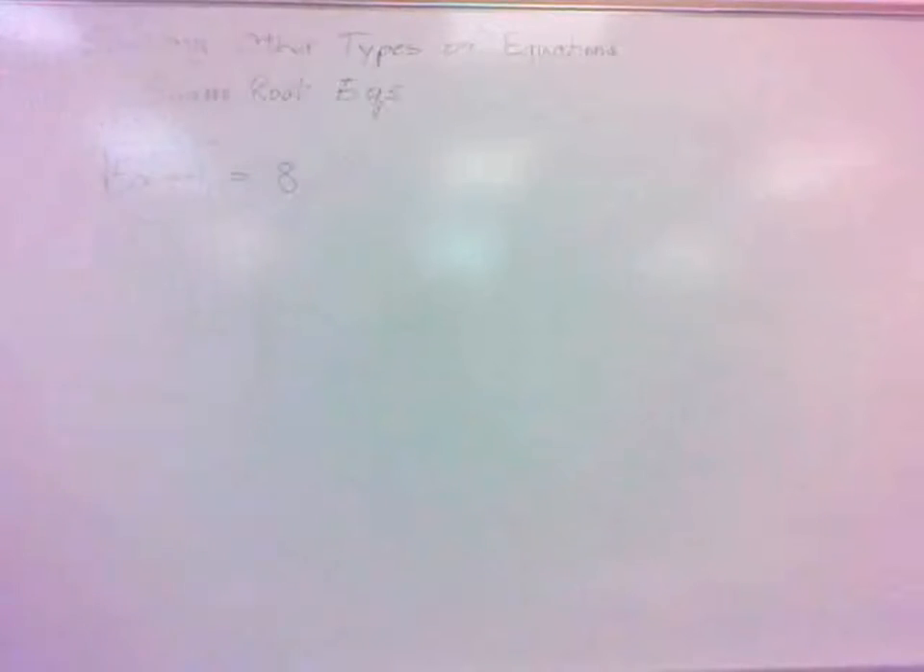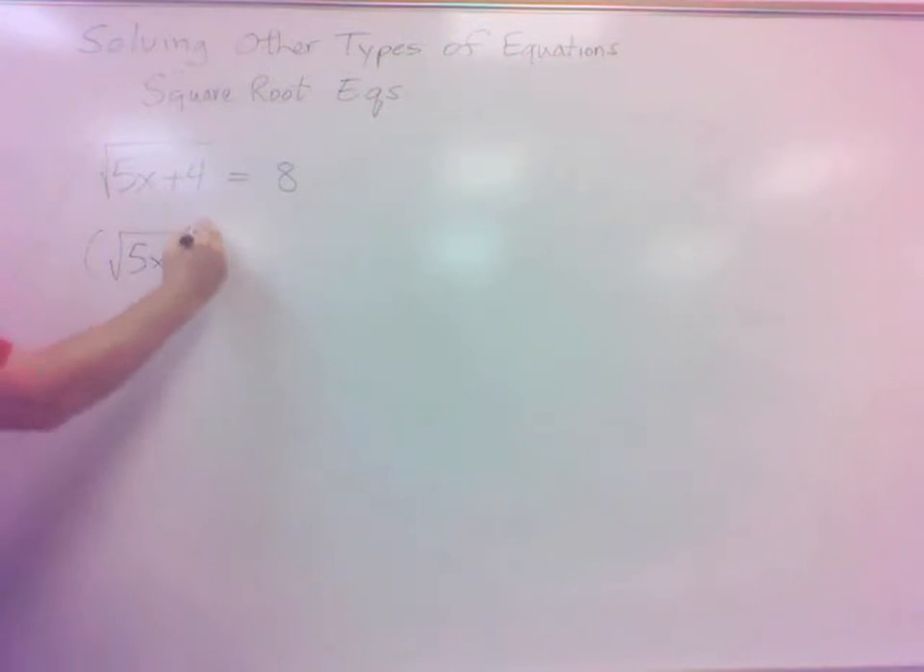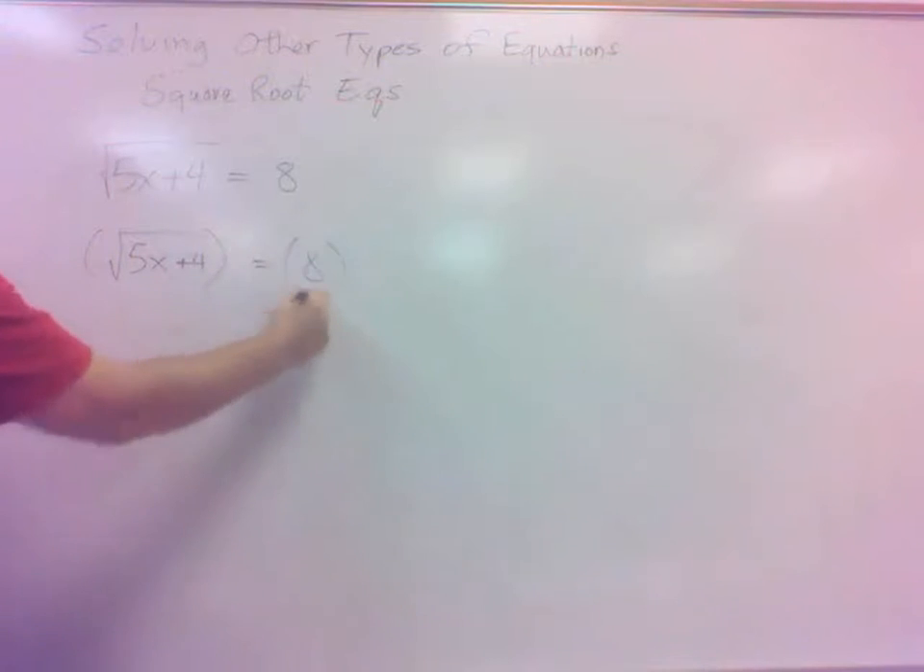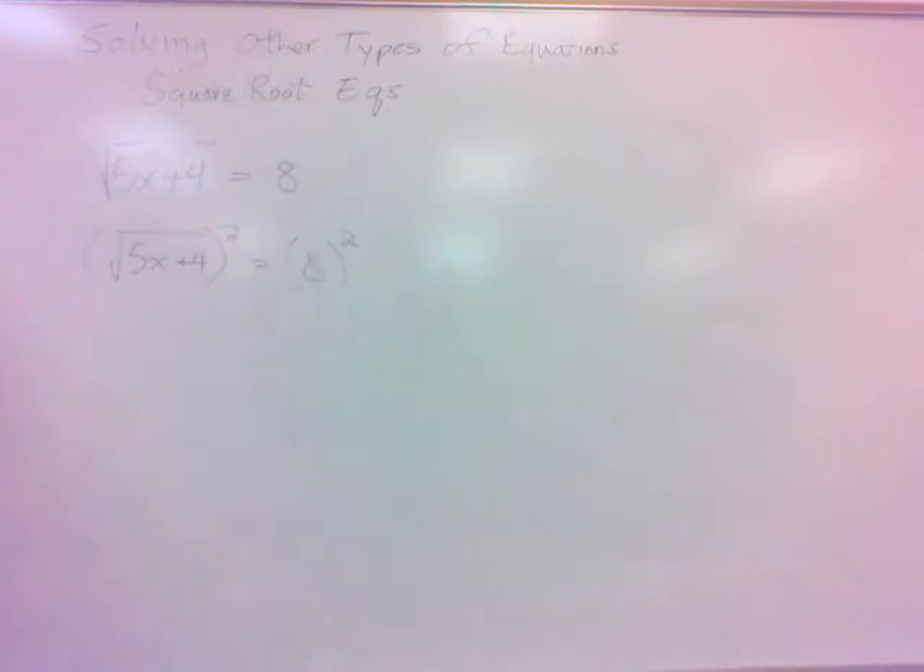Okay, well, the idea here is, it's similar to the square root method, kind of in reverse, though. What happens is, for a square root equation, if I do the same thing to both sides, here's what I'm going to do. I'm going to square both sides. Square the right, square the left.